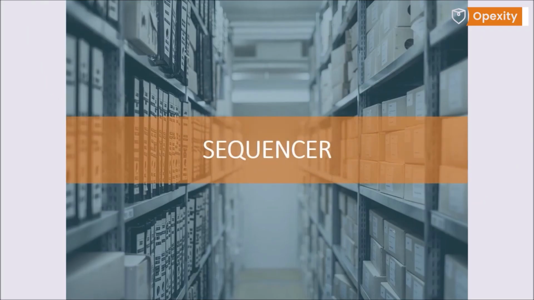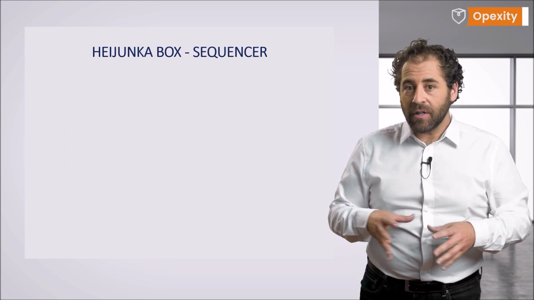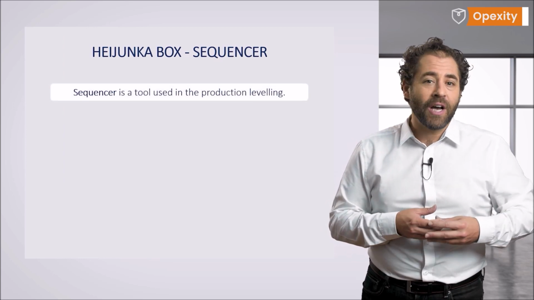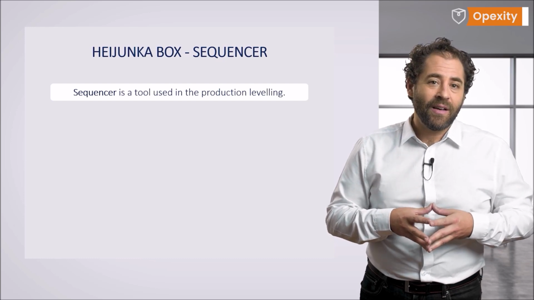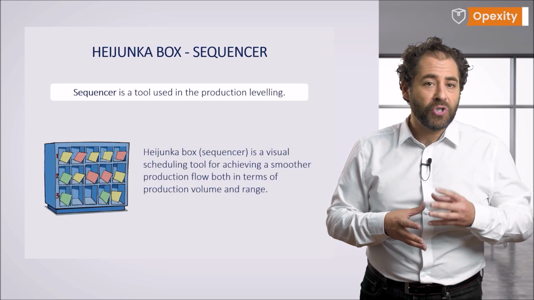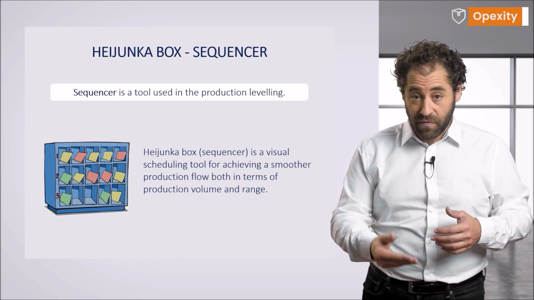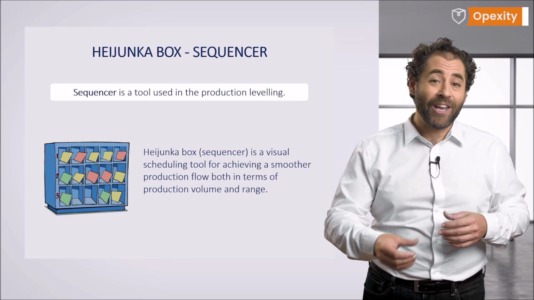Let's talk about the sequencer, how it works, and what wastes it helps to eliminate. The sequencer, often called the Heijunka box, is a tool used for production leveling. It is a visual scheduling tool for achieving a smoother production flow, both in terms of production volume and range.